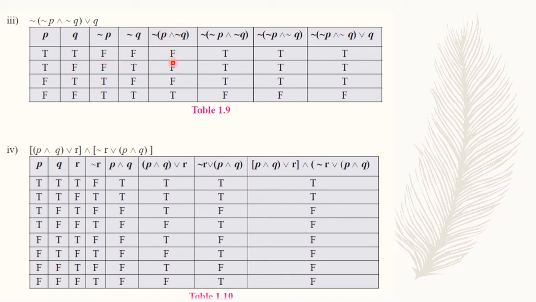So F and F is F, F and T is F, T and F is F, and T and T is T. Okay, only once it is true, in the rest of the cases it is false. Again we apply negation on this, then we arrive at three cases being true and one case false. Now we apply the disjunction or Q. We add or Q to it and then find the truth table.